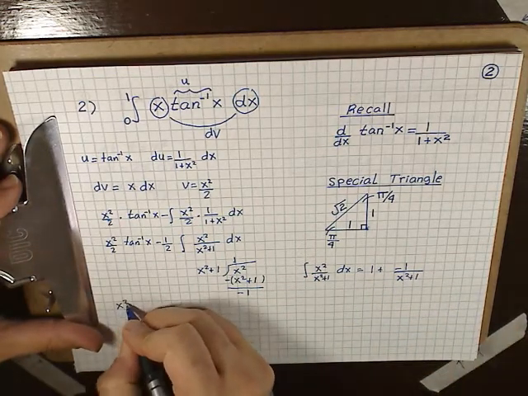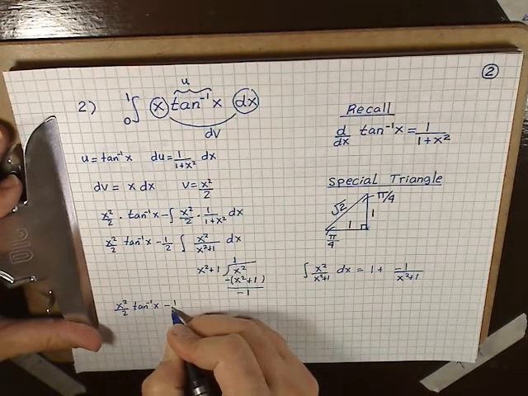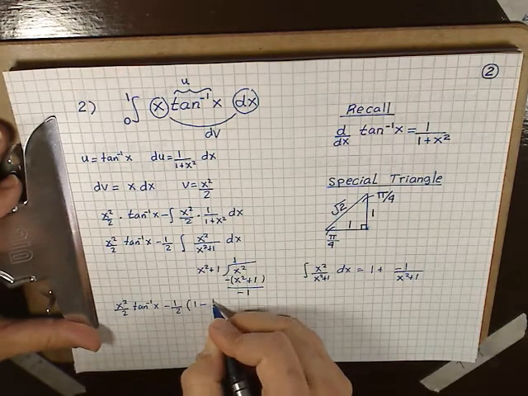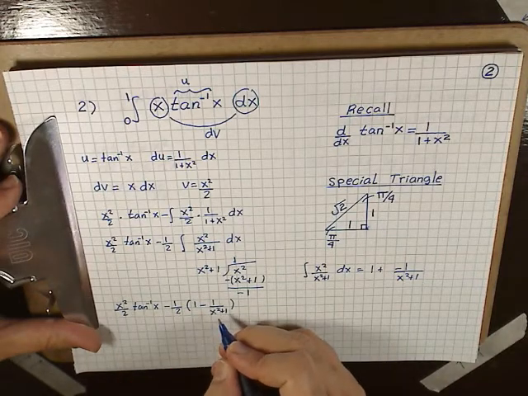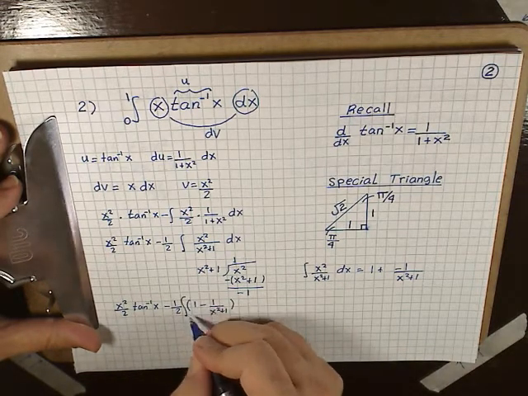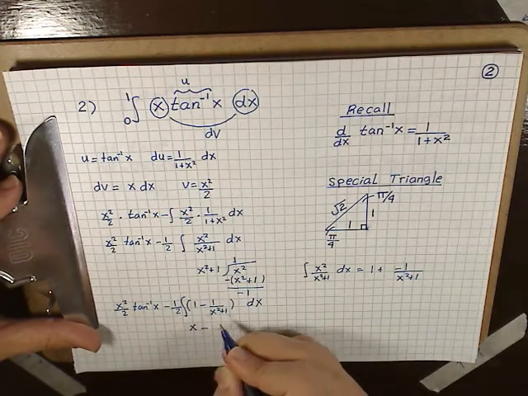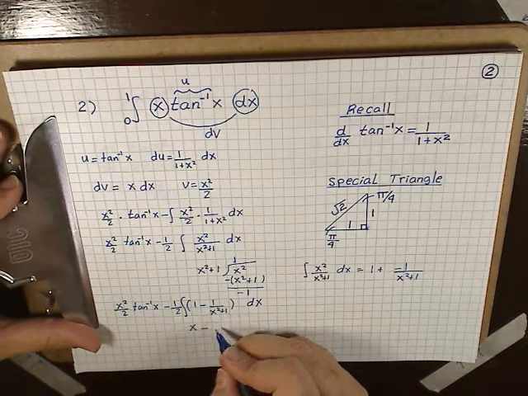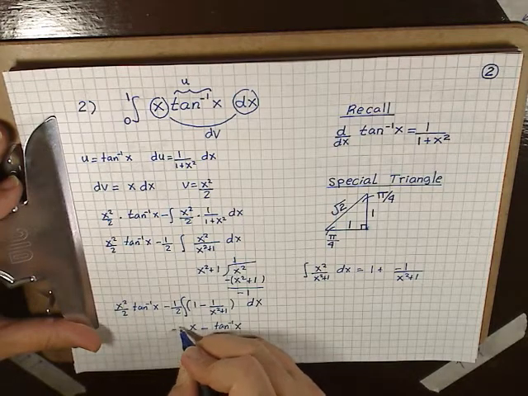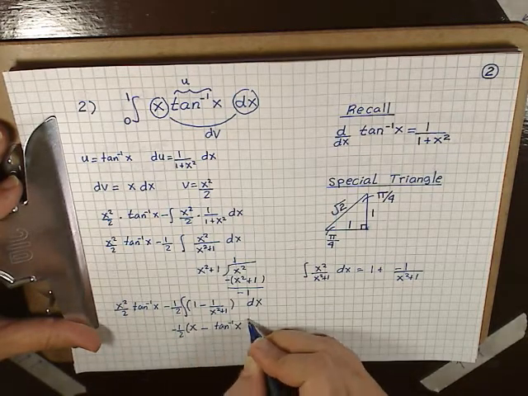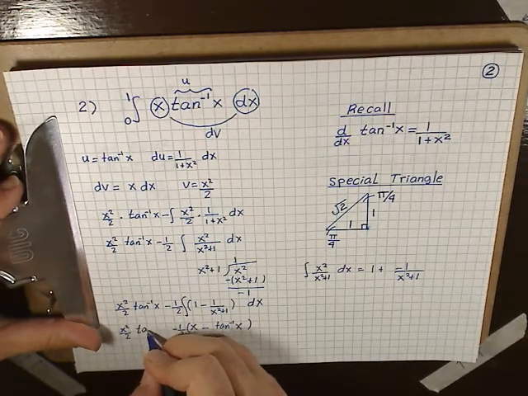We get x squared over 2 tan inverse x minus 1 half times the integral of 1 minus 1 over x squared plus 1 dx. Let's integrate this. We get x minus the antiderivative of 1 over x squared plus 1, that's tan inverse x. Here's the negative 1 half, put a bracket here, x squared over 2 tan inverse x.